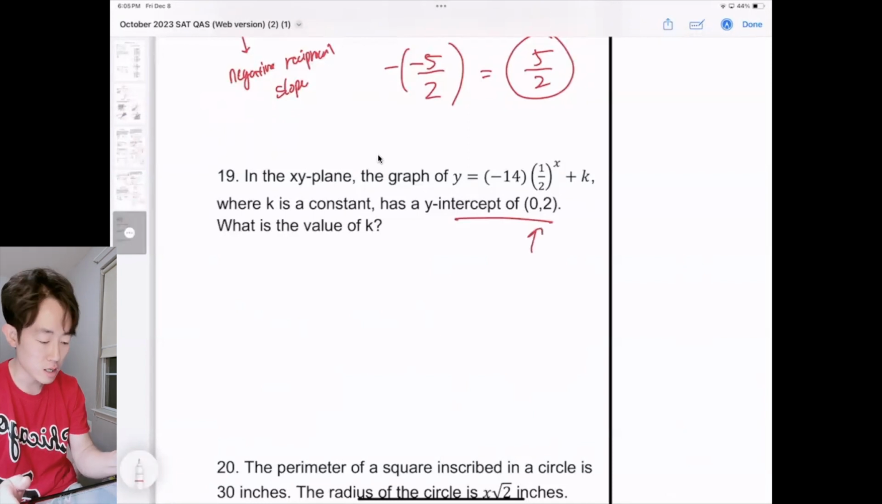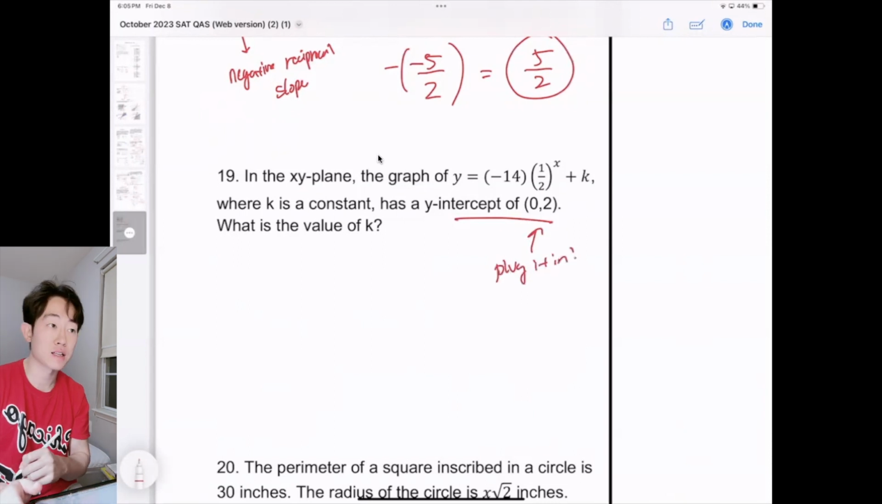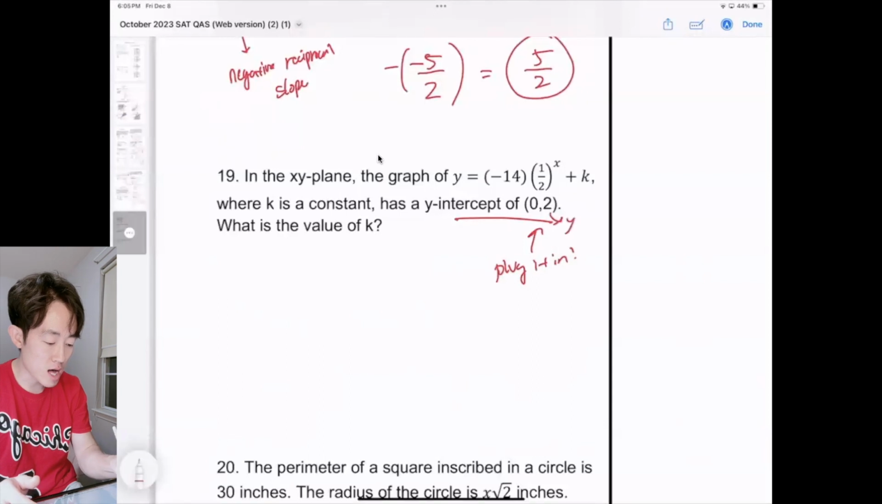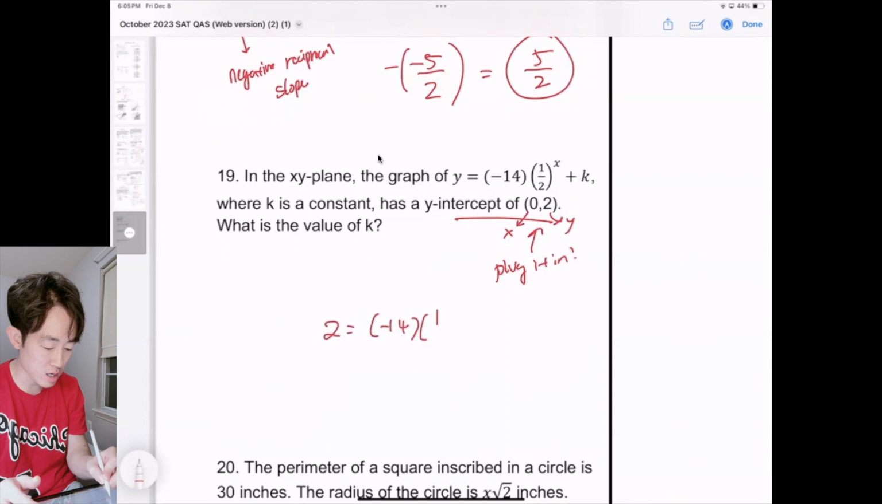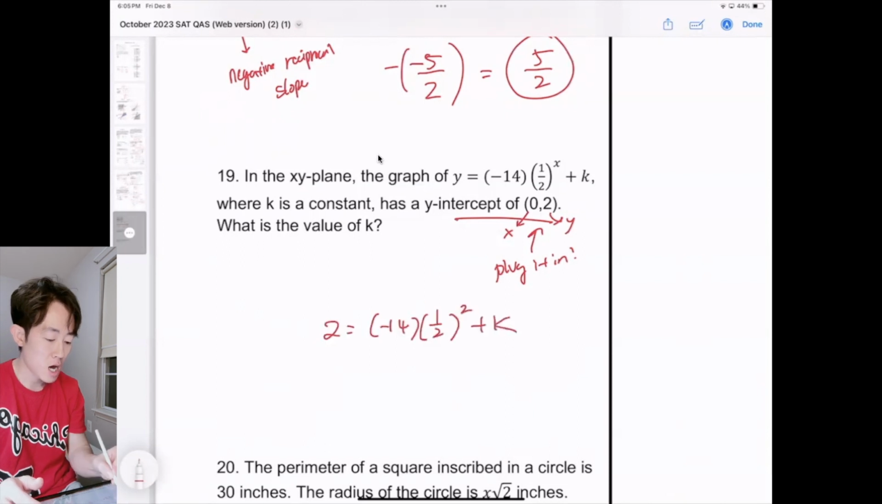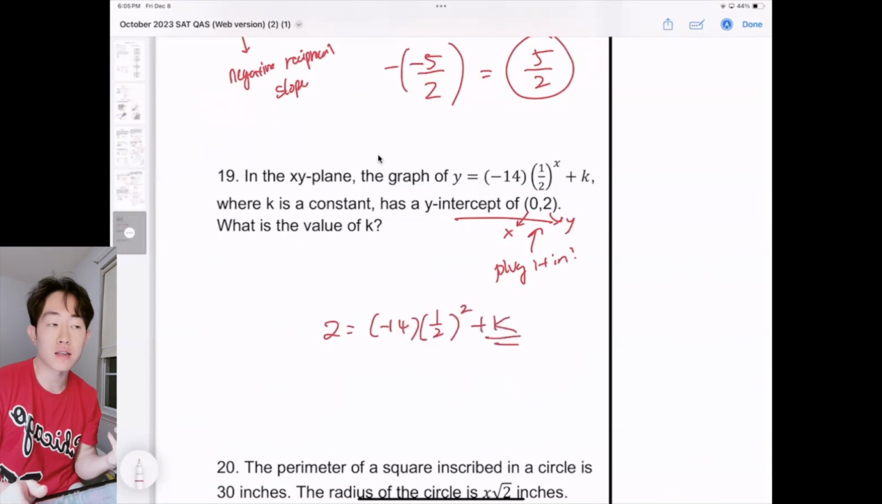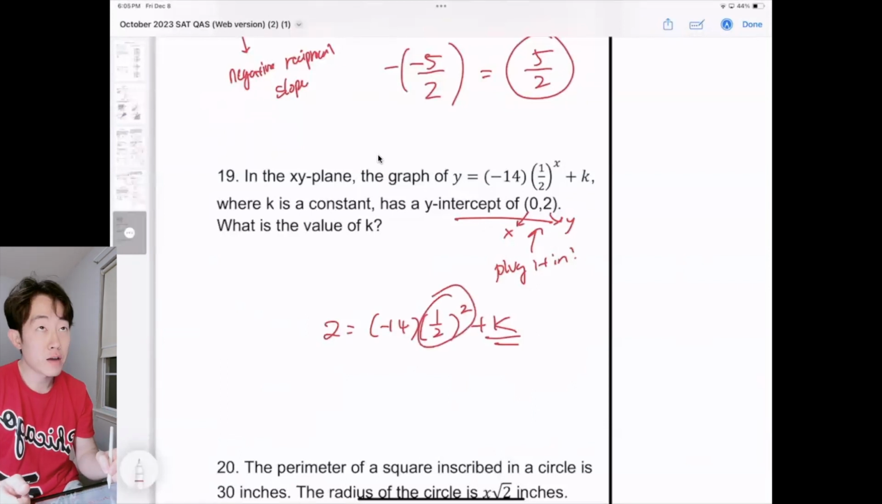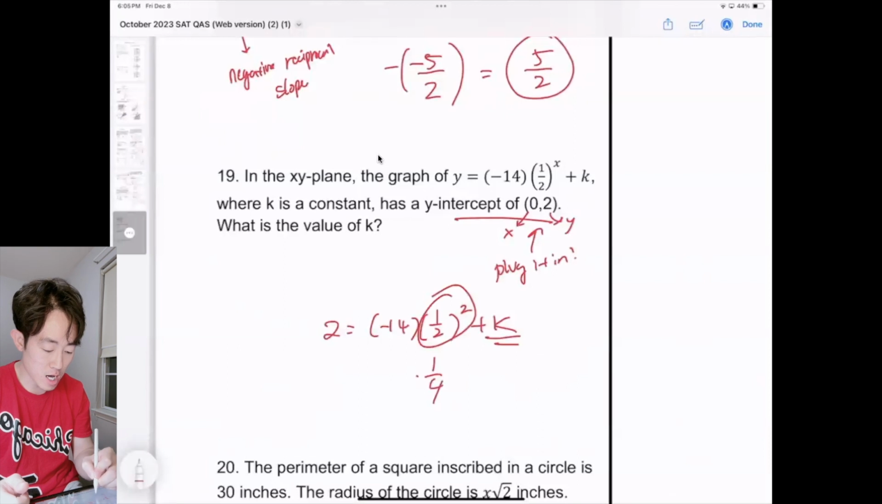Number 19. K is a constant, with a y-intercept of (0, 2). All right, so if they gave you that as a point, plug it in, please. That's the tactic. There's really not much you can do other than plug things in. So that's your y, that's your x. Let's plug it in. So 2 equals negative 14 times (1/2) to the power of 2 plus k. Notice how k is the only thing left after you plug everything in. 1/2 squared is 1 over 4, times negative 14, equals 2 plus k.